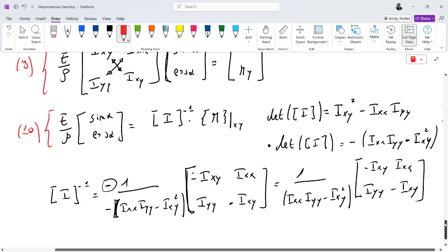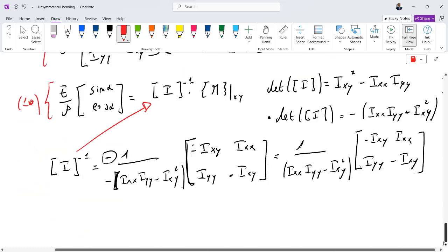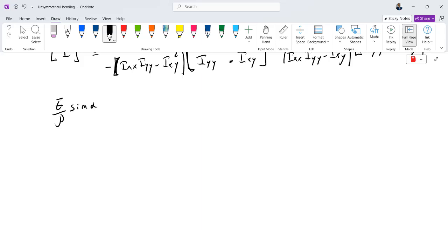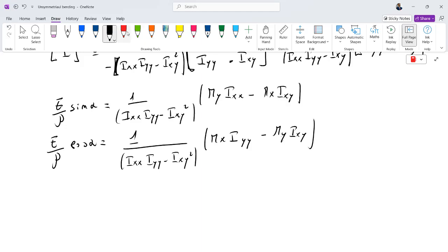In formulation number 10, we substitute this quantity here, the inverse of the matrix I, and we can reach this result for Young's modulus divided by radius rho times sine alpha, and E divided by rho times cosine alpha. We obtain this 11th formula. So Young's modulus divided by rho times sine alpha, and Young's modulus divided by rho times cosine alpha, is equal to this formulation that we see on the screen.